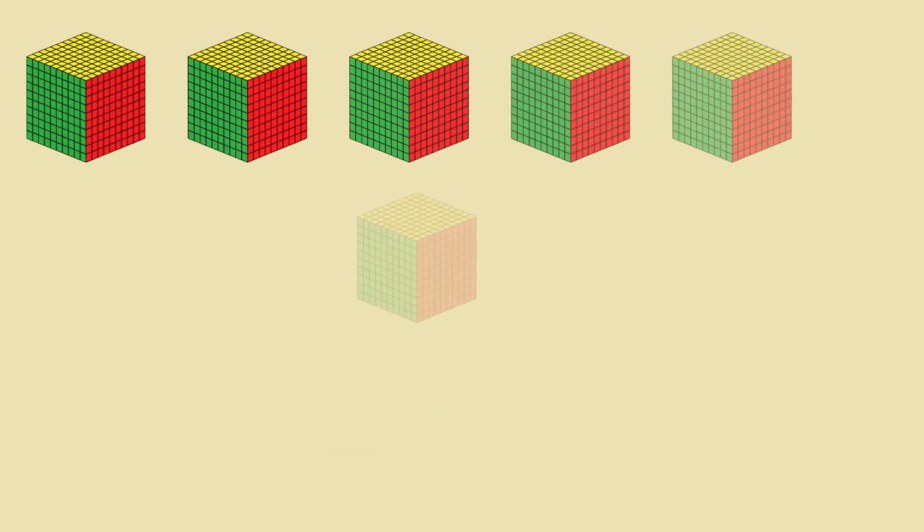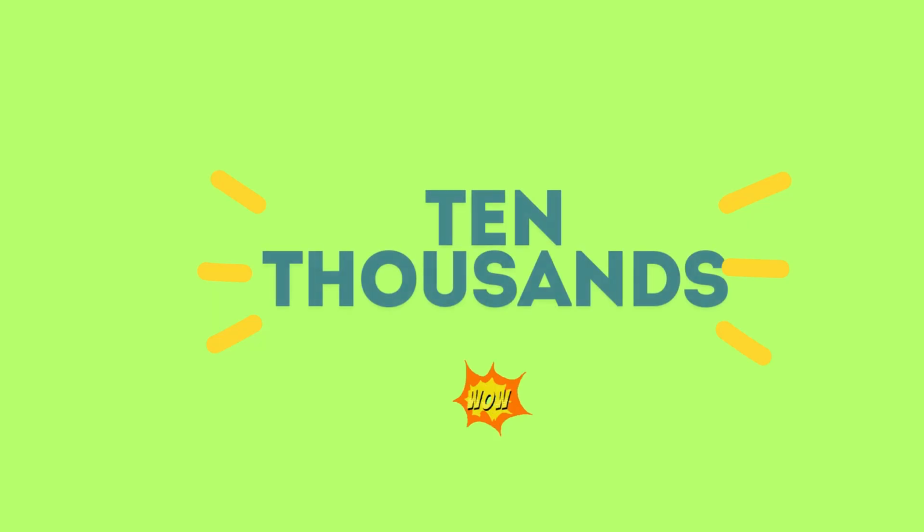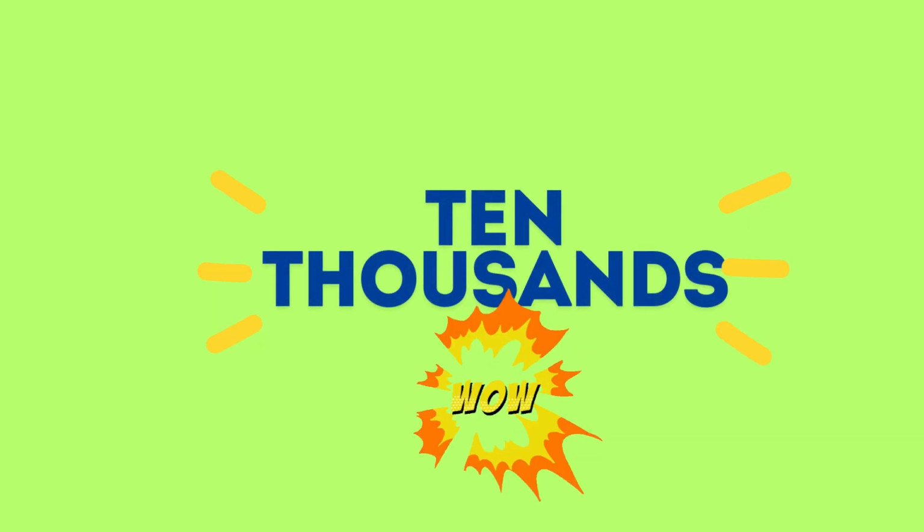Now let's go ahead and look at our thousands. 1,000, 2,000, 3,000, 4,000, 5,000, 6,000, 7,000, 8,000, 9,000, 10,000. Awesome sauce. I'm sure you got that one. No problems. And guess what our next place value is going to be then? That's right, 10,000.